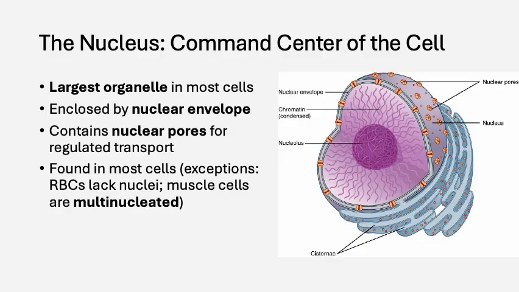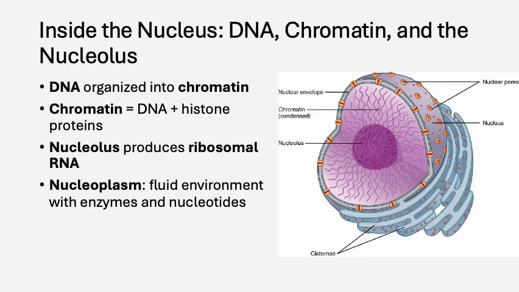While most cells contain a nucleus, there are notable exceptions, including red blood cells and some cells like skeletal cells that contain multiple nuclei. Within the nucleus, DNA is organized into a form known as chromatin, which consists of DNA wrapped around histone proteins. This arrangement allows long strands of DNA to fit inside the nucleus while remaining accessible.